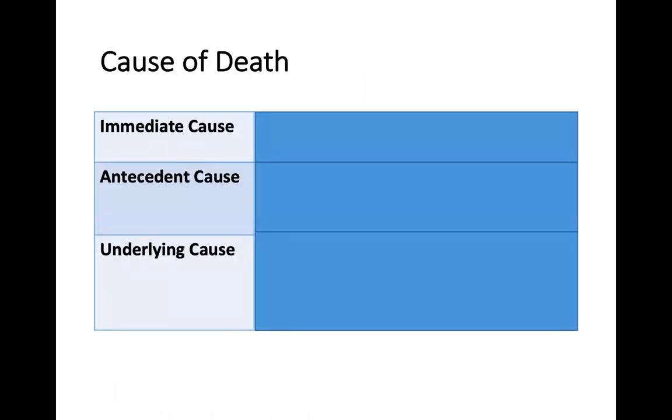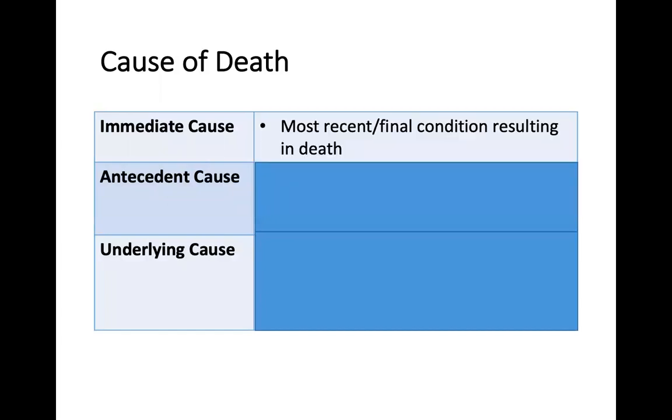Okay, so the causes of death are of three types. We have the immediate cause, antecedent cause, and the underlying cause. When we say immediate cause, of course, immediate, okay? The most recent or the final condition resulting in death. So, for example, hypovolemic siya, for example, ganon. So, later I'm going to show you, to give you an example.